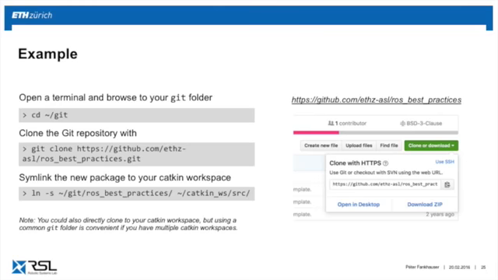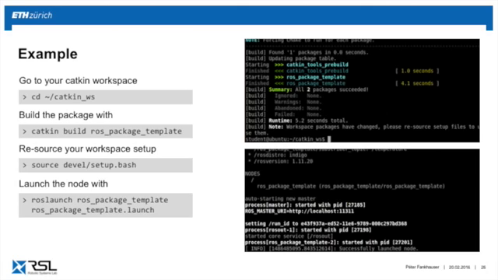Okay. Now, once you have cloned and symlinked it in your catkin workspace, you can go to your catkin workspace by cd catkin workspace, and then use the build command, as we saw before, by typing in catkin build ros_package_template. This is the package which is stored in the Git repository. What you should see on the right-hand side is that it builds these and shows information how long it took.